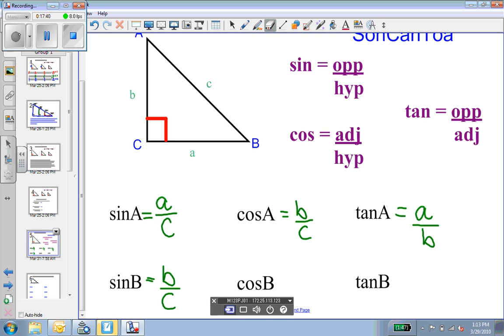What's cosine of angle B? That's right. Excellent. We're looking at angle B, and so the side adjacent to angle B is side A, and the hypotenuse is always side C. What's tangent of angle B? B over A. That's right. We know that side B is across from angle B, and side A is adjacent to angle B.